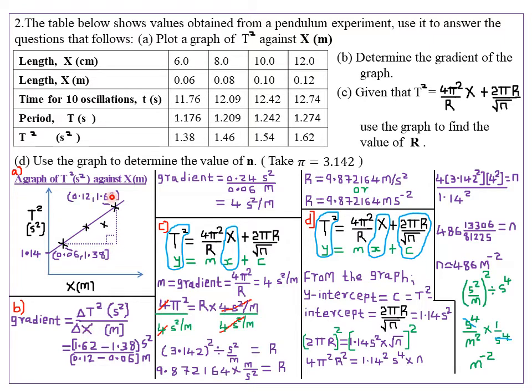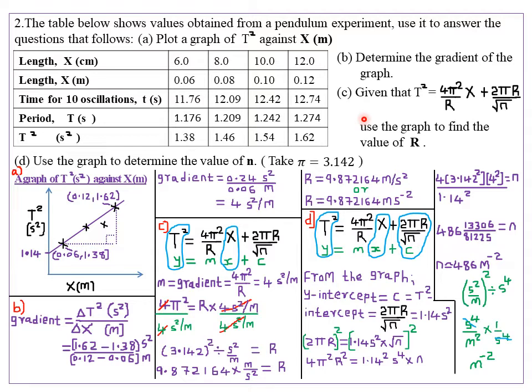Of course, I've chosen 2 points here, so change in y I'll have 1.62 minus the value of t squared here, 1.38, that is the vertical axis, divided by the change of values in the horizontal axis. Of course, this will give me 0.24 divided by 0.06, which gives me 4 seconds squared per meter. Again, you don't have to cram the units, you just derive them. For example, here we are dividing second squared and meter, so you'll have second squared per meter. So second squared per meter is our gradient.